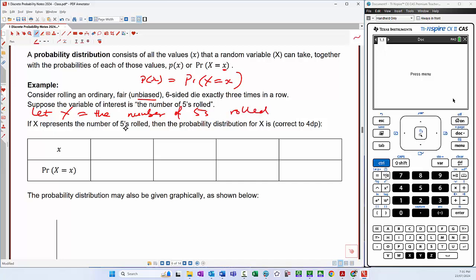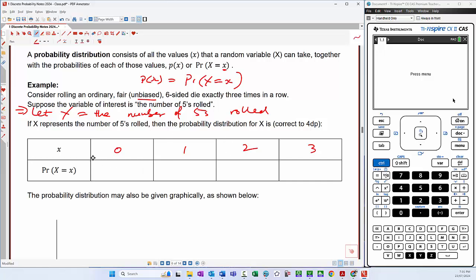If x represents the number of fives rolled, again you should do this formally, even though this line here kind of says it. Then the probability distribution for x is, well, what are the possible values the random variable can take on? If we roll the dice 3 times, we can get no fives, we could get 1 five, we could get 2 fives, or all of them could be fives. What are the chances of that? Well, we'll find out in a sec.